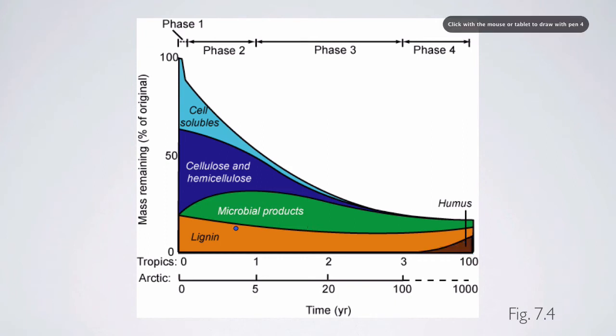The x-axis scale here differs depending on what system you're looking at. In the tropics, which tend to be warm, decomposition happens relatively quick, and within just a few years you could lose 80 to 90% of your organic matter. In contrast, in the Arctic, where it's a lot colder and microbial processes are much slower, it might take 100 years to get to the decomposition that you would see in the tropics after only 3 years.